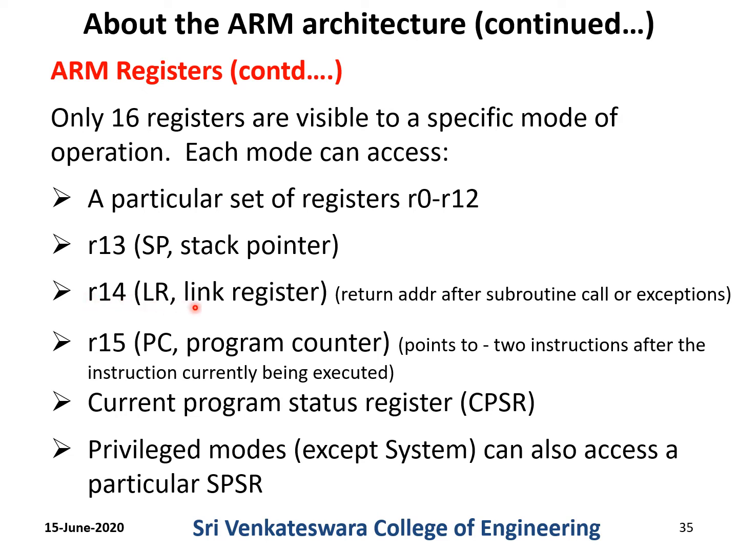R14 is a link register. A link register is nothing but a register which holds the program counter content whenever a branch instruction is executed. ARM has a few branch instructions and a branch and link instruction. Whenever these instructions are executed, the program counter content is loaded into the R14 register, which is acting as a link register. After a return from a subroutine call or an exception handler, the program counter is again loaded with the link register content.